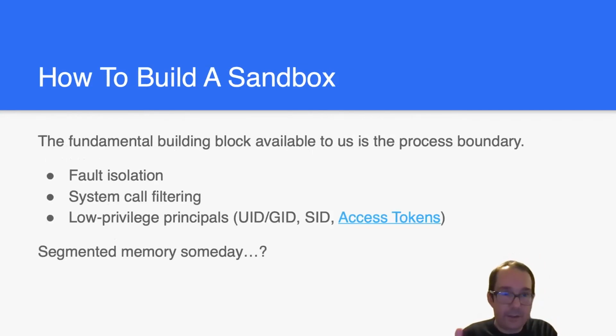So how do you build a sandbox at all? The fundamental building block available to us is the process boundary. We have to use whatever primitive mechanisms the platform provides. Essentially, a sandbox process unilaterally reduces its own privilege before it begins processing untrustworthy data and code. It maintains a channel to the broker process to request services, much as a user space program requests services from the kernel via system calls, for example.